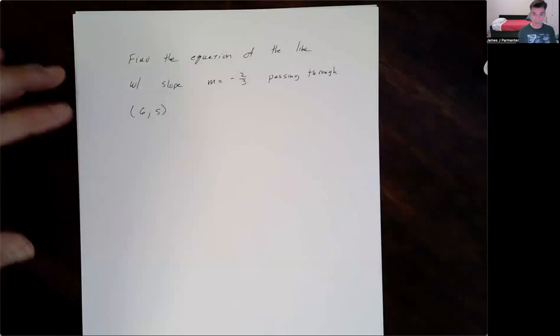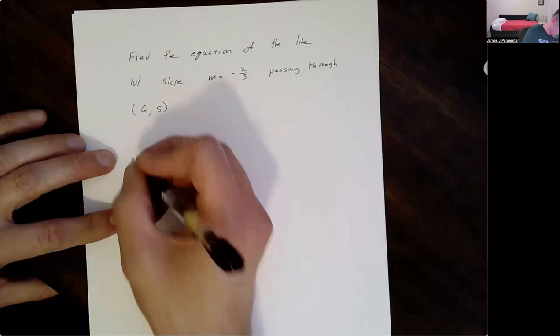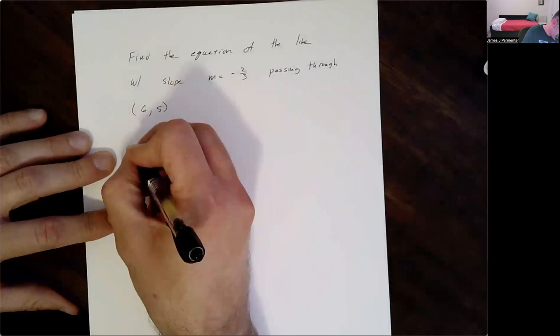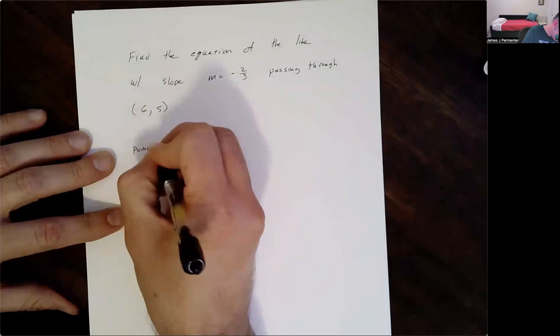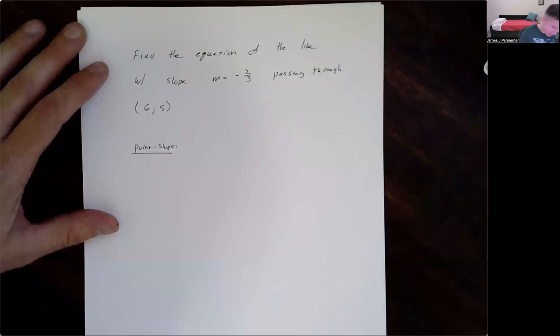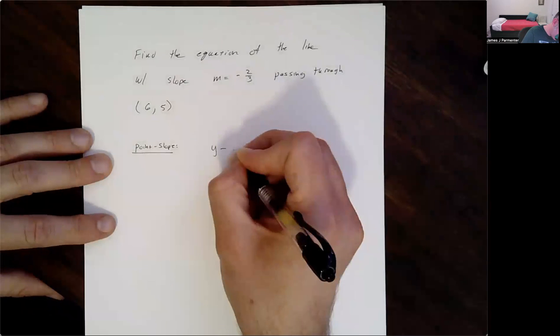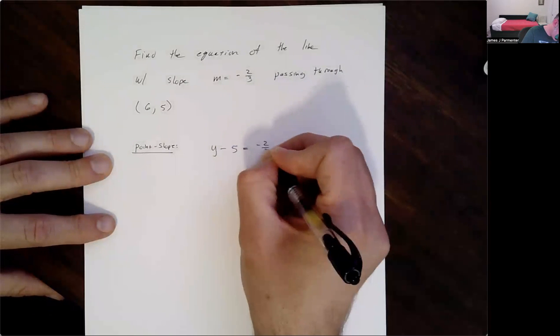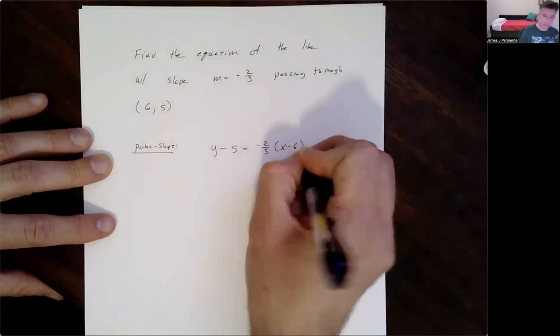Okay, so I'm going to show it both ways. First way, point slope. And then really we're just starting with point slope. We're still going to end up with slope intercept. Y minus 5 equals -2/3 times x minus 6.